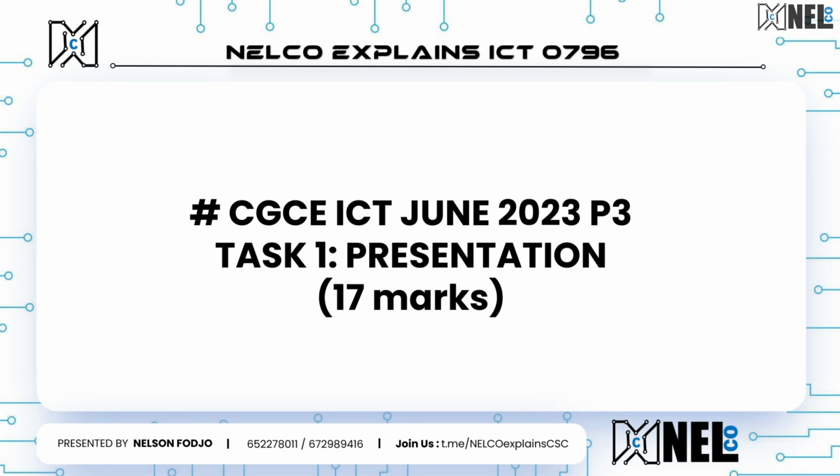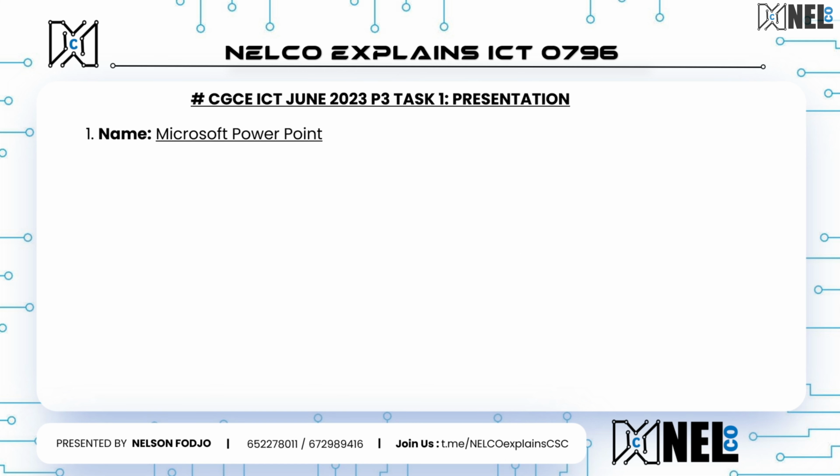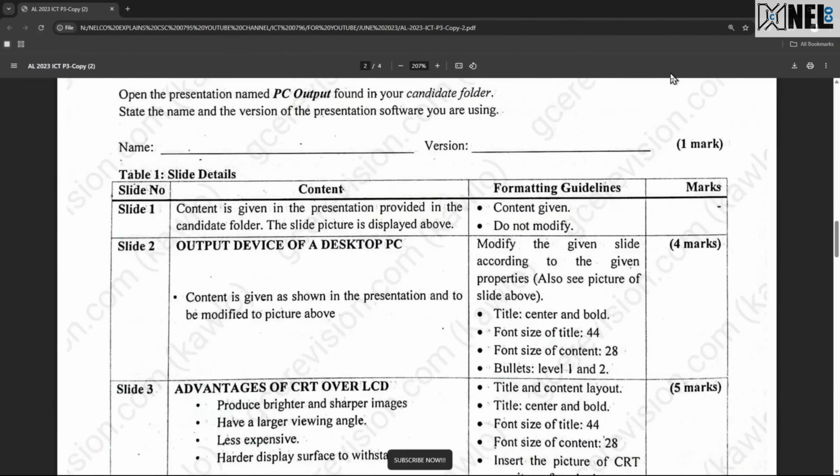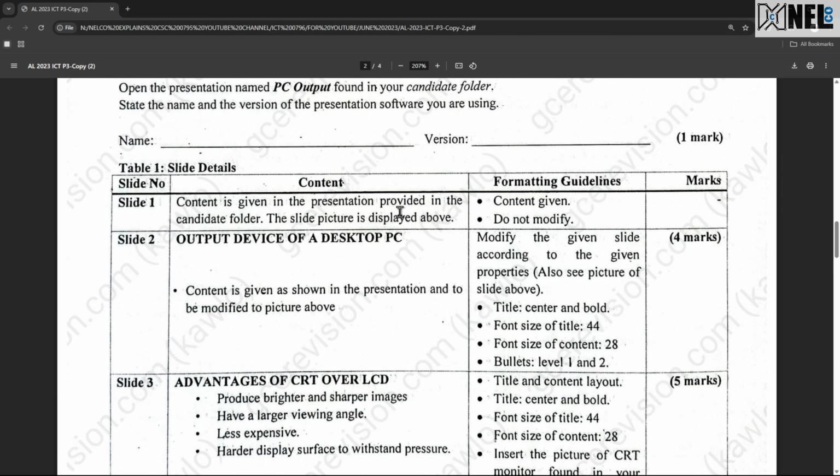Now that we have been able to check the name and the version of our software, we can put it in our answer booklet. The name is Microsoft PowerPoint and the version is 2019. Now let's look at the other questions.